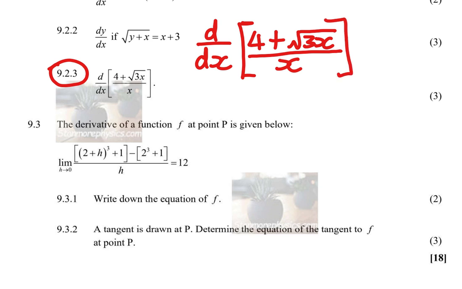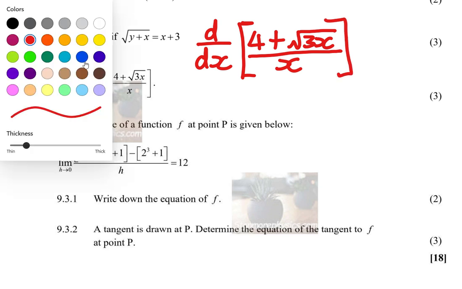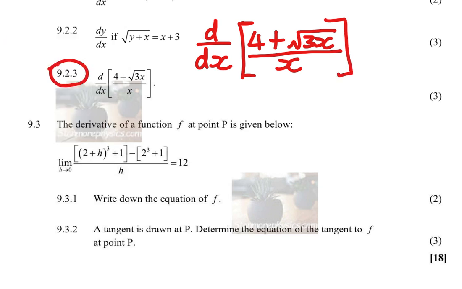When you have an expression like this, the first thing we are going to do is try and arrange our fraction in a way whereby we can apply the rules of differential calculus. So this is what we're going to do. This is going to be d over dx, then in our brackets, we can say 4 plus square root of 3x over x. We can separate the numerators.